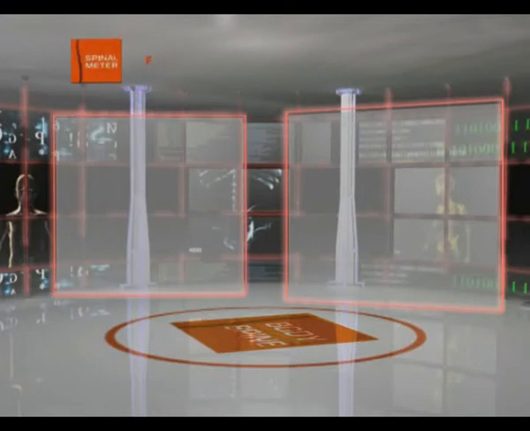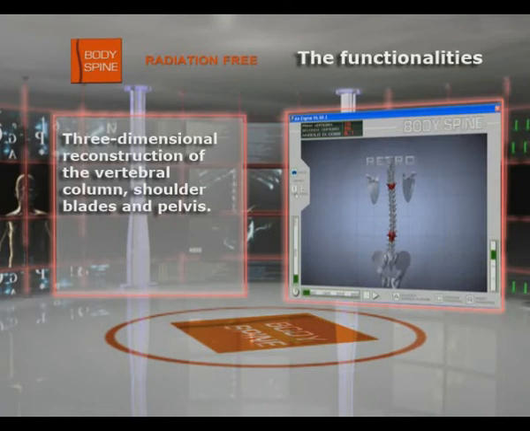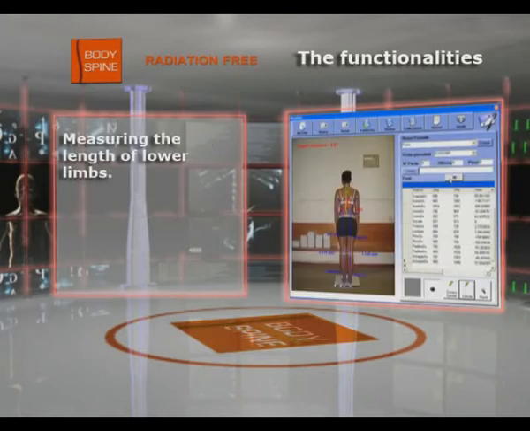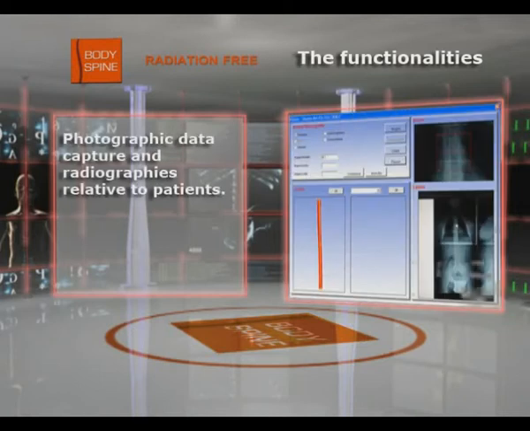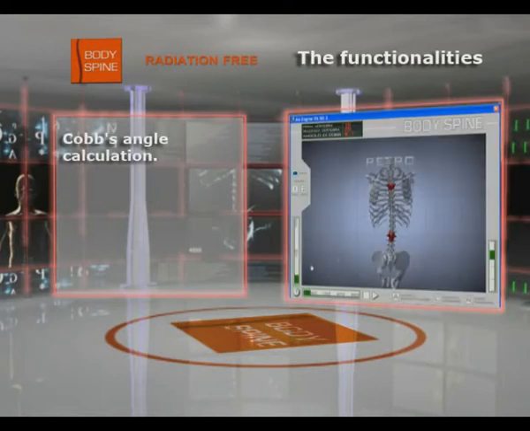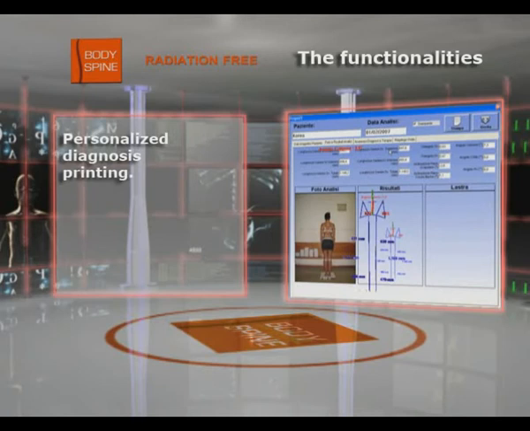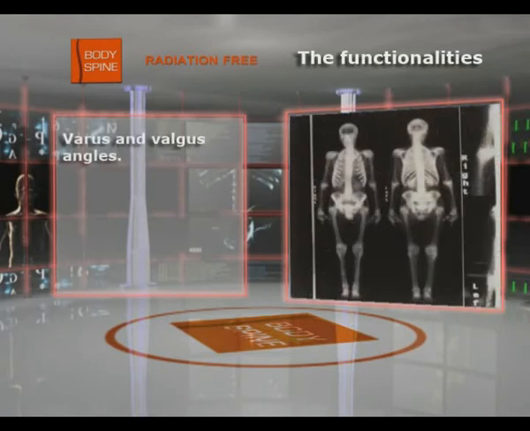In brief, the main features of 3D Bodyspine are: analysis of the backbone curve on the front plane, three-dimensional reconstruction of the vertebral column, shoulder blades and pelvis, measuring the length of lower limbs, the patient's details, photographic data capture and radiographies relative to patients, Cobb's angle calculation, case history of the patient, personalized diagnosis printing, diagnosis and analysis on file, varus and valgus angles.